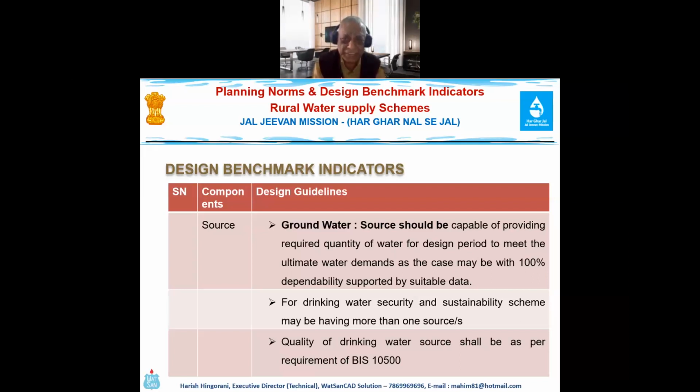For drinking water security and sustainability, a scheme may have more than one source. This is a new suggestion coming based on case studies. This is for drinking water security as conceived in the NRDWP guideline. Quality of drinking water sources shall be tested in accordance with IS 10500. If it is not as per the standard, what treatment is required should be decided.